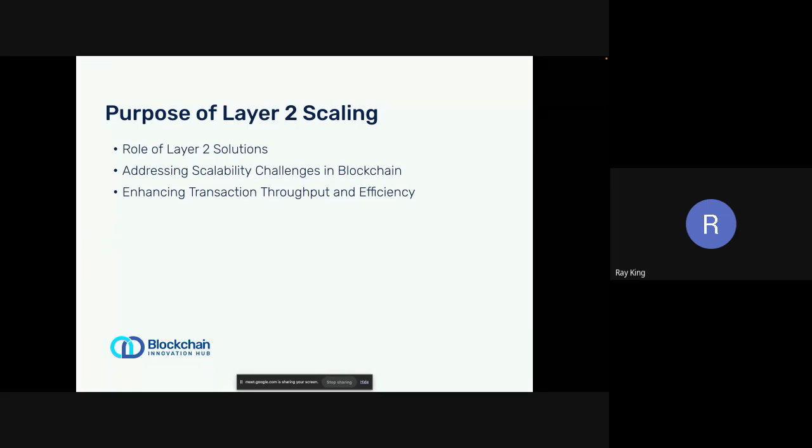For addressing the scalability challenges in blockchain. Then the role of layer 2 solutions. We also have enhancing transaction throughput and efficiency.